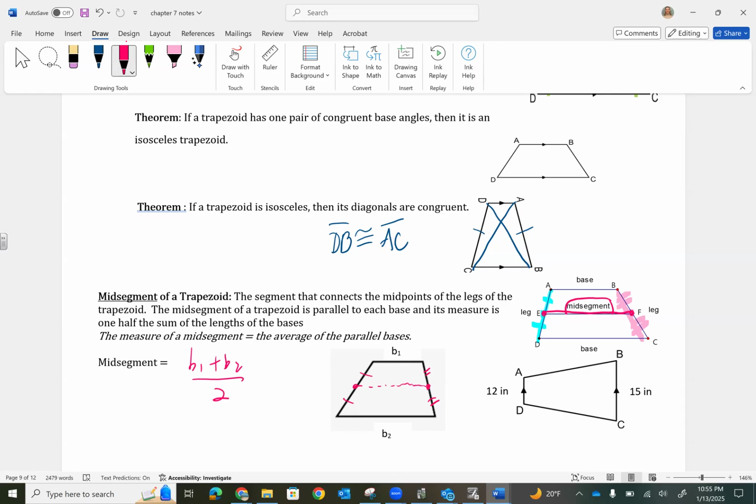If you find the mid segment here and connect these, it will be parallel to those other two parallel sides. And the length will be 12 plus 15 over 2. That's going to be 27 over 2, and 27 over 2 is 13.5. Okay, so that's kind of cute.